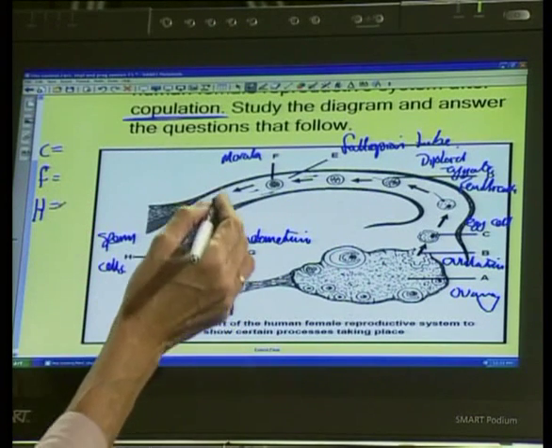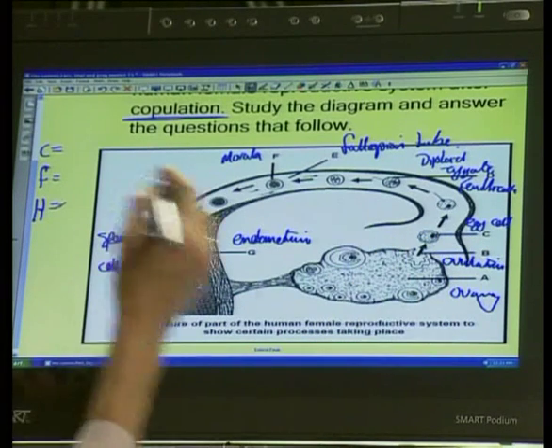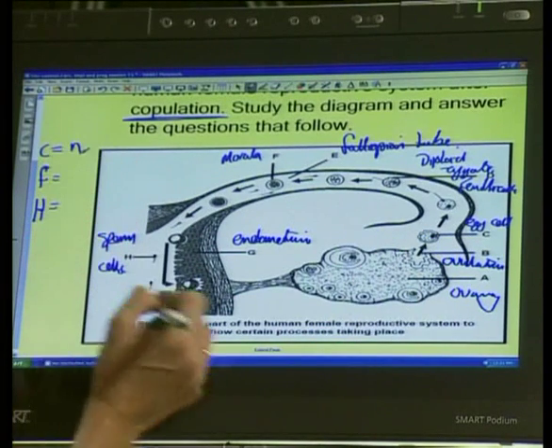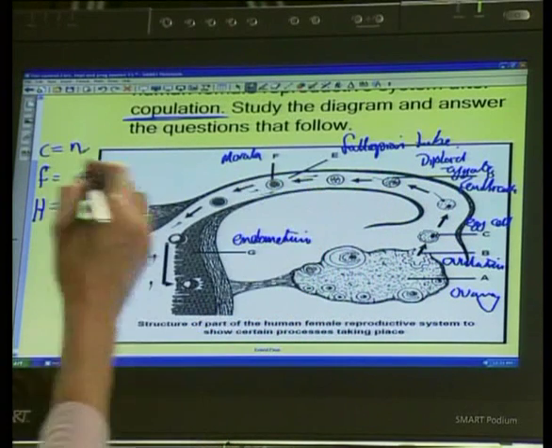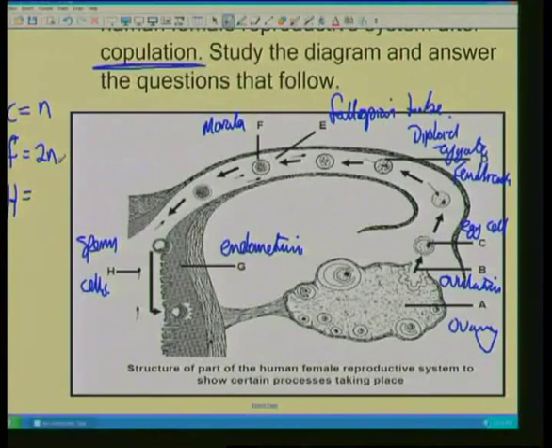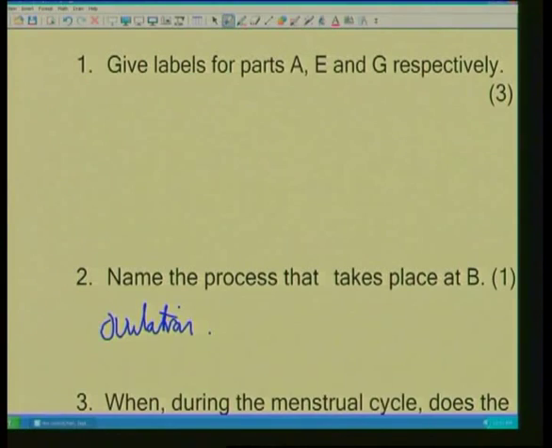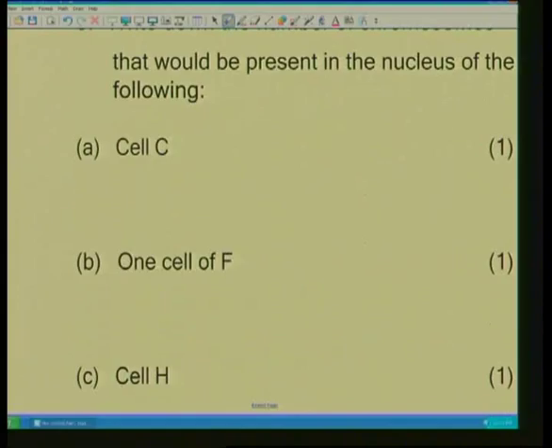So we want to know whether it's haploid or diploid. If we look at C, C is going to be haploid. And we look at F, if it's fertilized, it's going to be diploid. And H is the sperm cell, it is haploid, and that's what they wanted you to do. So that's what you had to answer there. So that was the egg cell is haploid.